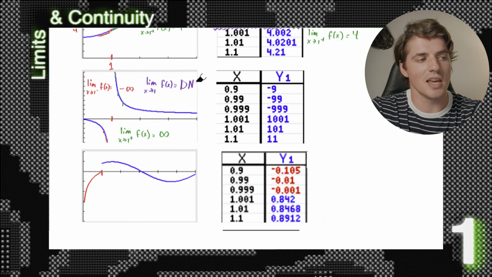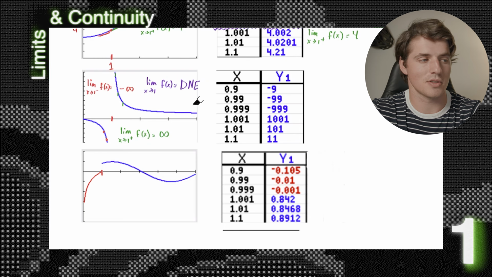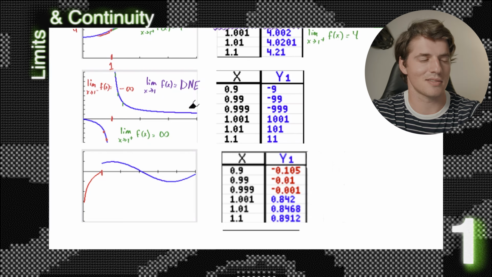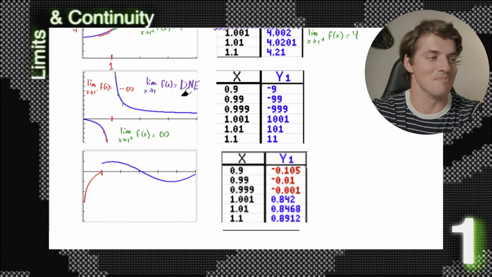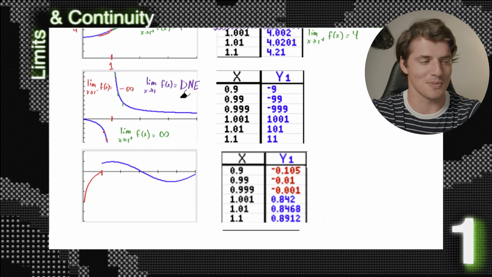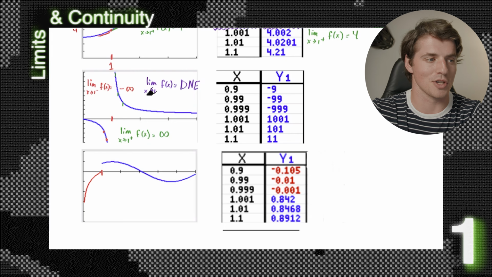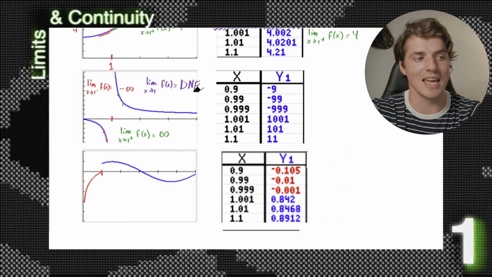we call this DNE. You might remember from the movie Mean Girls, the limit does not exist. Or maybe you're too young for that, I don't know. But we do not have a limit at this point. And we use the expression does not exist, or DNE.